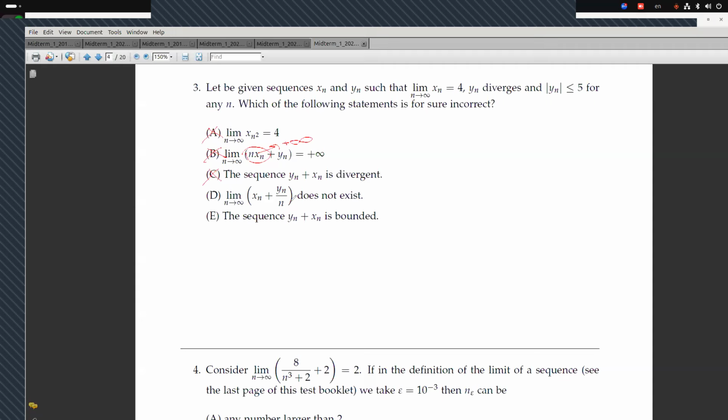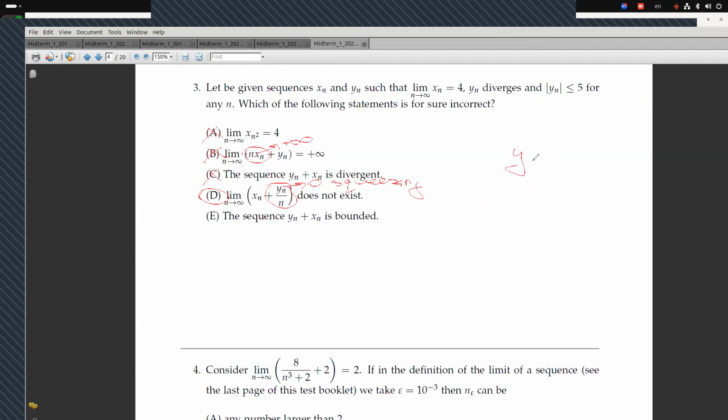Xn plus yn over n does not exist. The limit of xn is 4. Yn is divergent. What can we say about yn over n? It's 0. Why? Because of squeezing, since n goes to infinity. Then 4 plus 0 does not exist? No, the limit is 4. So we can write a squeezing argument again.